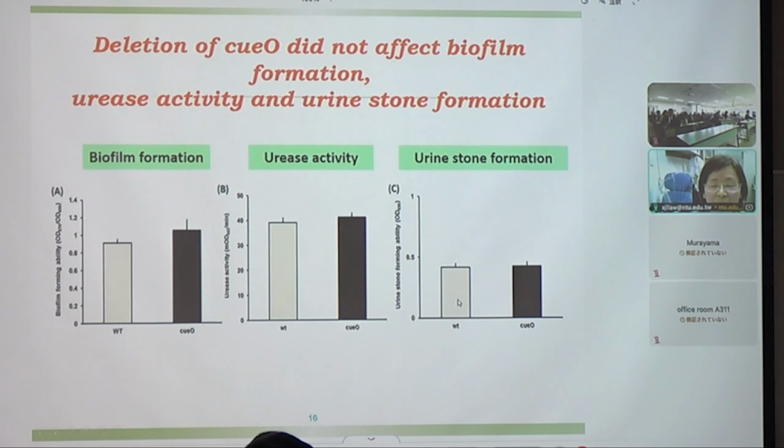So we firstly analyze the CueO mutant. We want to see the effect of CueO deletion on virulence factor expression, including biofilm formation, urease activity, and urinary stone formation. As we can see here, the three phenotypes were not affected by the mutation of CueO. This is the wild type, this is the mutant.